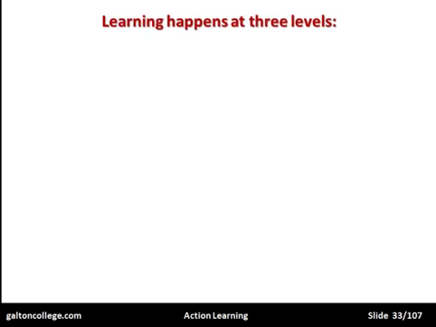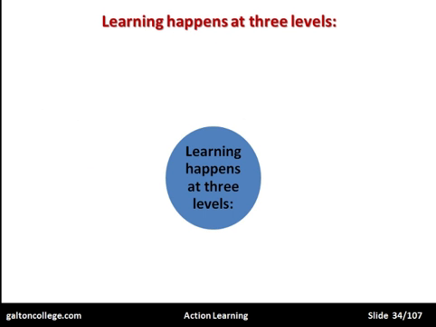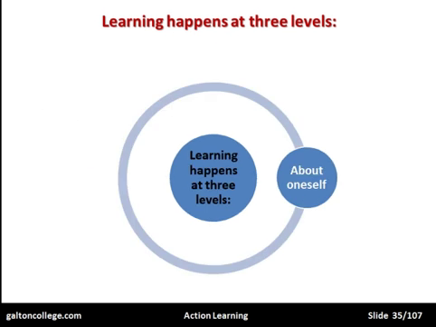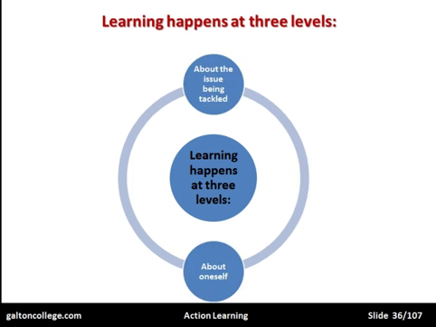Now, learning happens at 3 levels. First of all, we learn about ourselves, which is most important. We know our own limitations, our abilities. We know what we need to improve, and we know what we can do and what we can't do. We learn about the issue being tackled as well. We learn about the particular problem that we're facing.